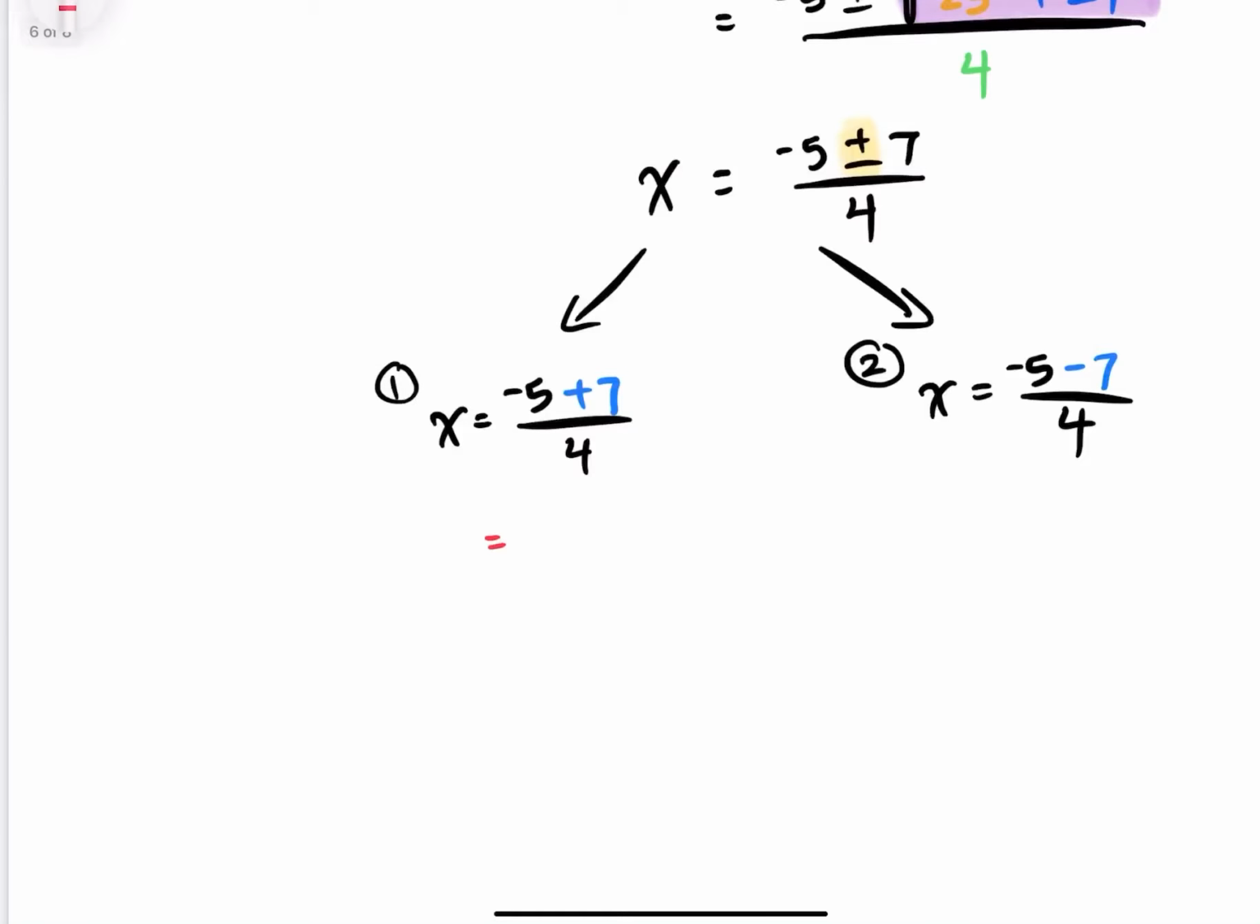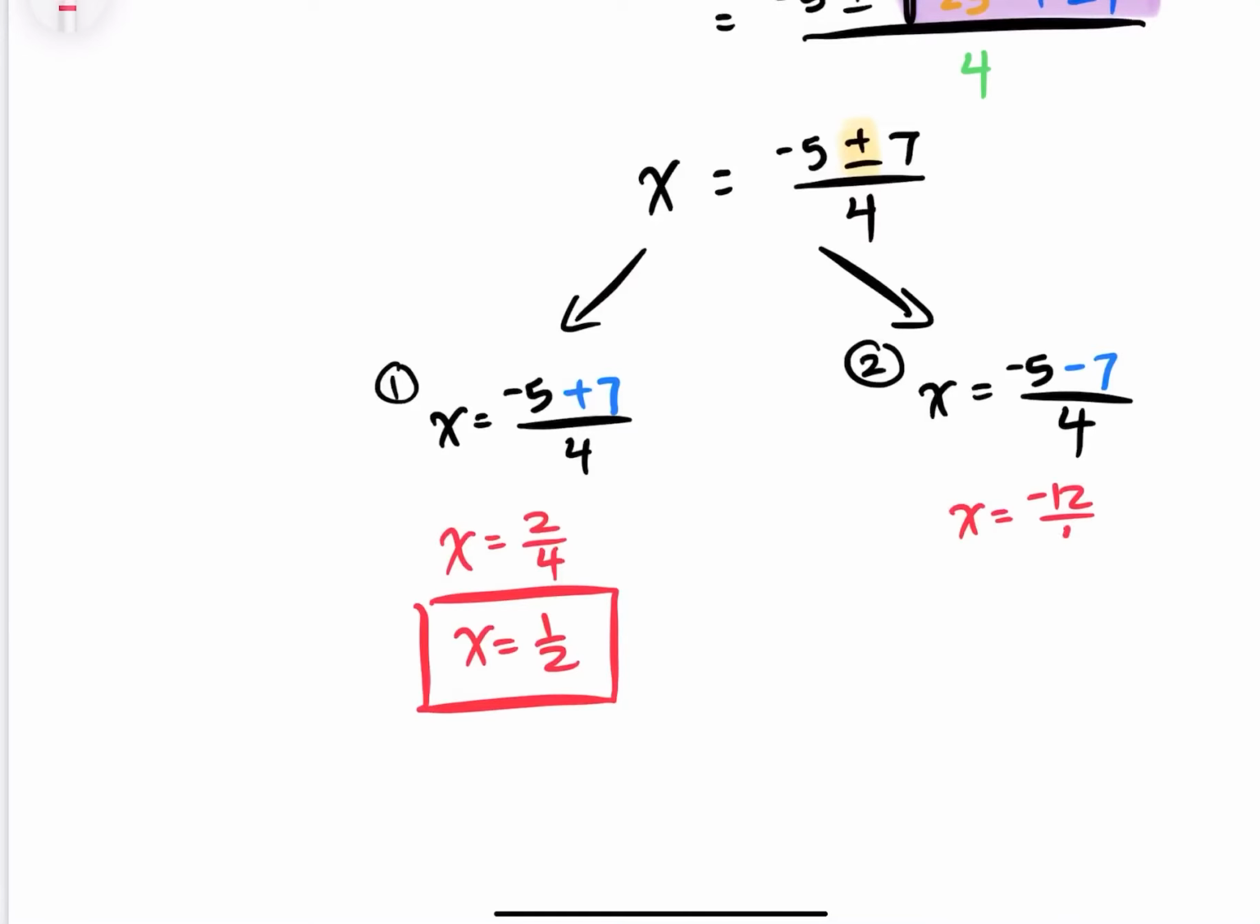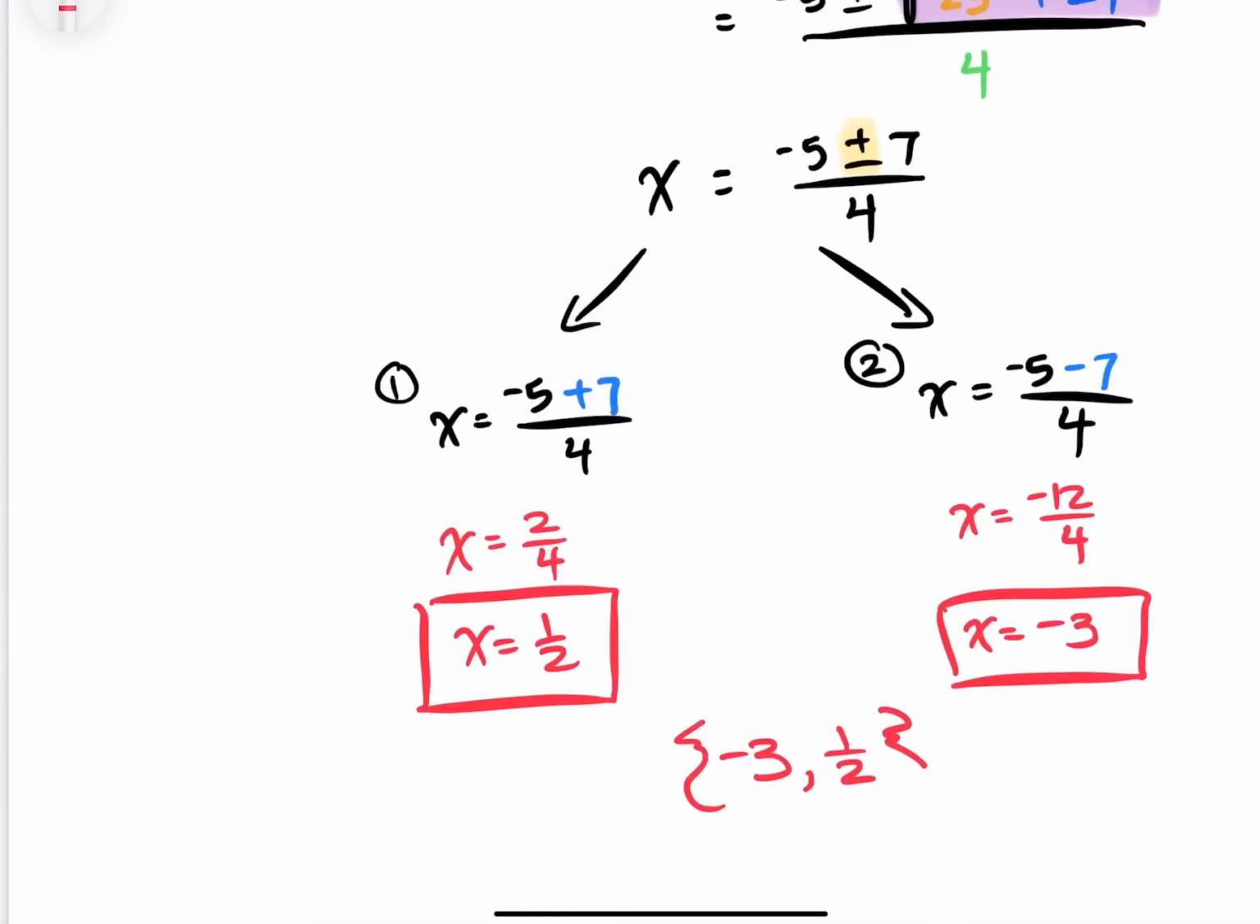Negative 5 plus 7 is going to give me 2, so now we have 2 over 4 as x, and 2 over 4 can be simplified to 1/2. On the other side, we have negative 5 minus 7, which is negative 12 over 4, and negative 12 over 4 can be simplified to negative 3. Now, some teachers may want you to write it in set form, and if that's the case, it'll look like negative 3 and 1/2.